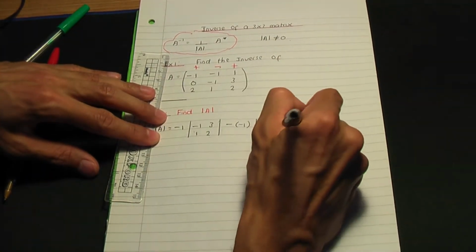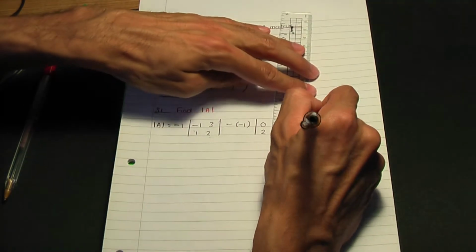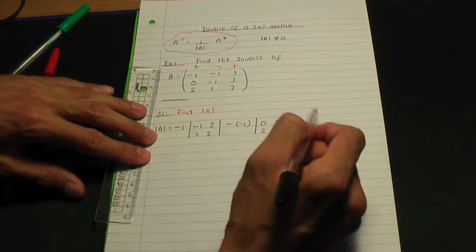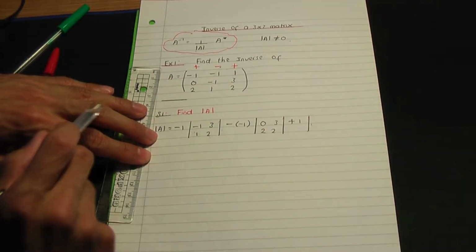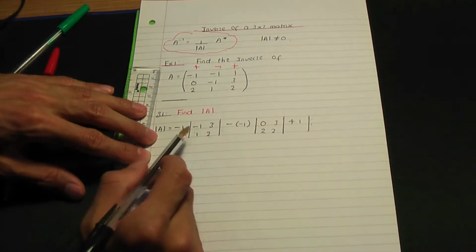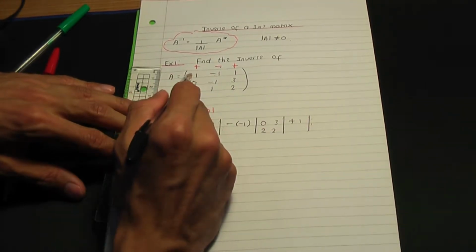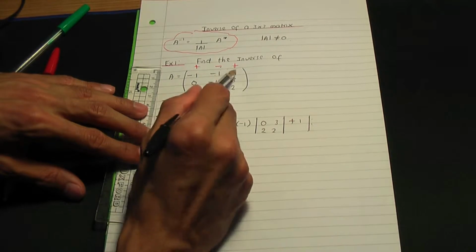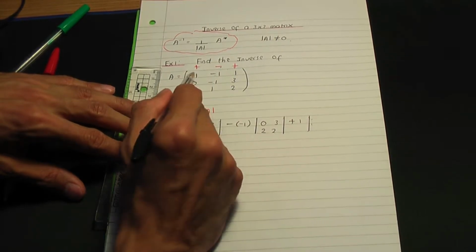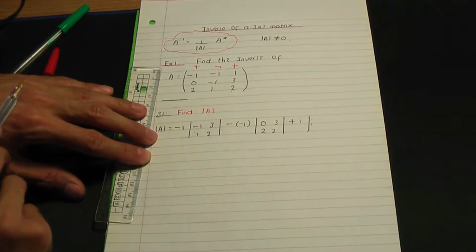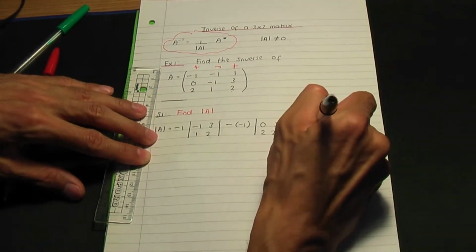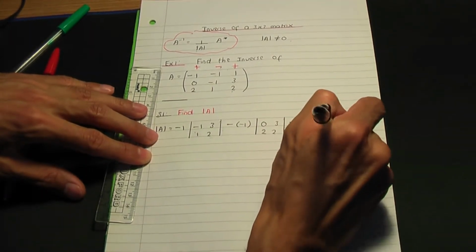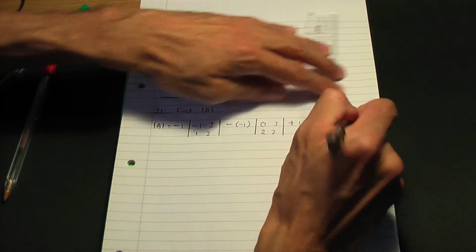Plus the third element, so +1, multiplied by another 2x2 determinant, and the elements of this determinant are found by ignoring the row and the column involving that third element. So if I ignore the row and the column, the elements are 0, -1, 2, 1.